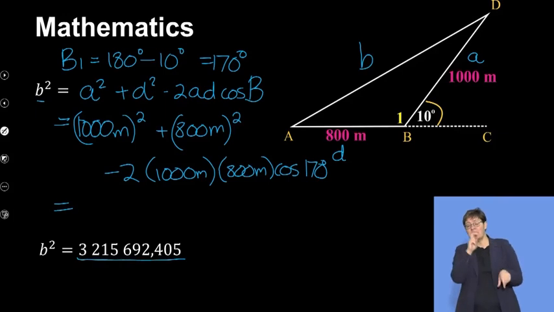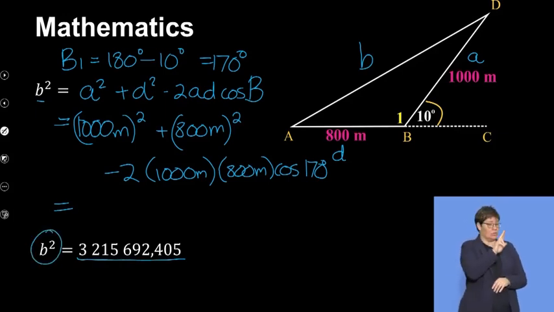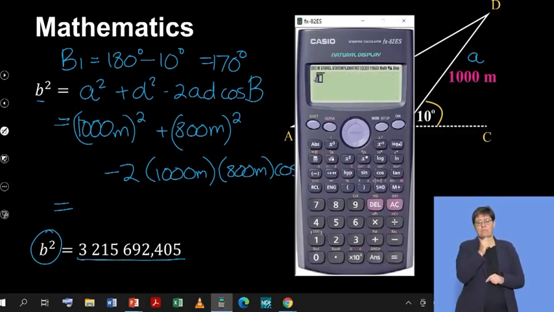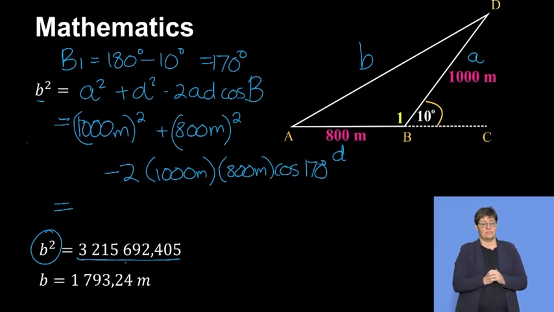And remember again, we need to find the value for b, not b squared. So let's go back to our calculator again, and we're going to find the square root of our last answer. And we're going to end up with 1793.235. Because we are rounding off to 2 decimal places, it will become 1793.24. So our b answer is 1793.24 meters.